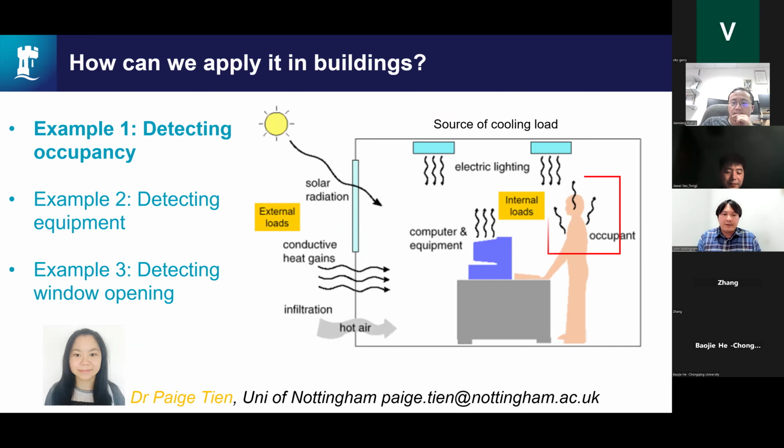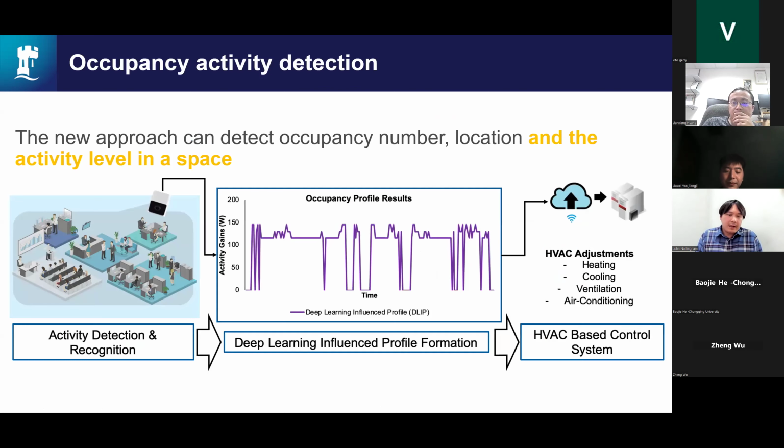And she's focused on using this technology to detect occupancy in terms of how people are using that space, where they are, how many people are in the space, and also the activity levels, because that affects the heat input into that space. So this approach is using a camera, which is obviously quite a sensitive topic right now, but I'm going to discuss that later. Basically, it uses a camera to detect the number of occupants in that space, where they are and what the activities are.